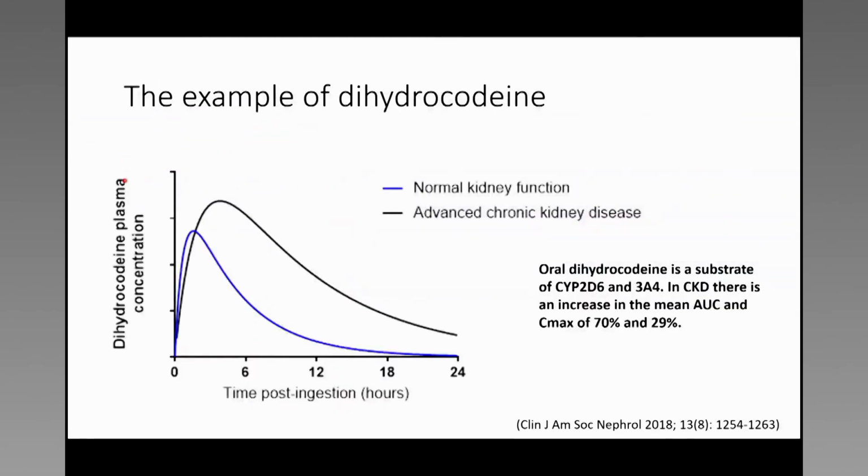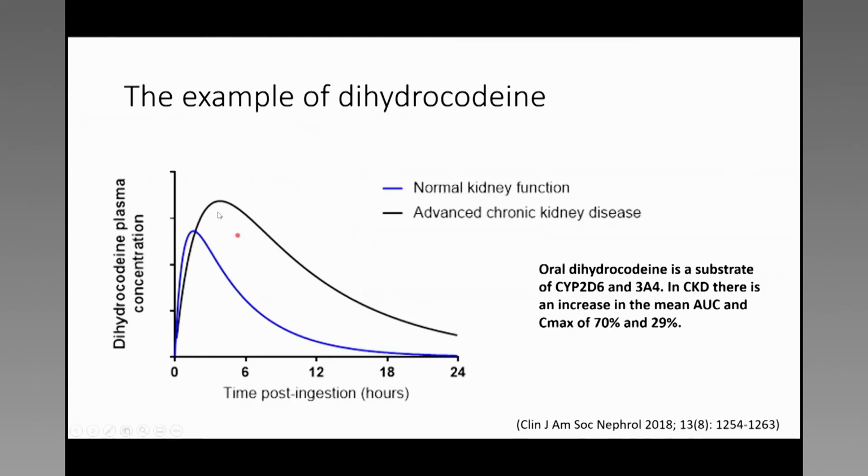There are other examples as well where there are changes in pharmacokinetics with impaired kidney function, and we need to think about how we would make a dose adjustment. This is the example of dihydrocodeine. The blue line shows normal kidney function, and the black line shows someone with advanced chronic kidney disease. So we can see here that there is a higher Cmax and a slightly longer half-life. And this largely relates to the fact that there is inhibition of CYP2D6 and 3A4 activity with uremia, which is what causes these changes.